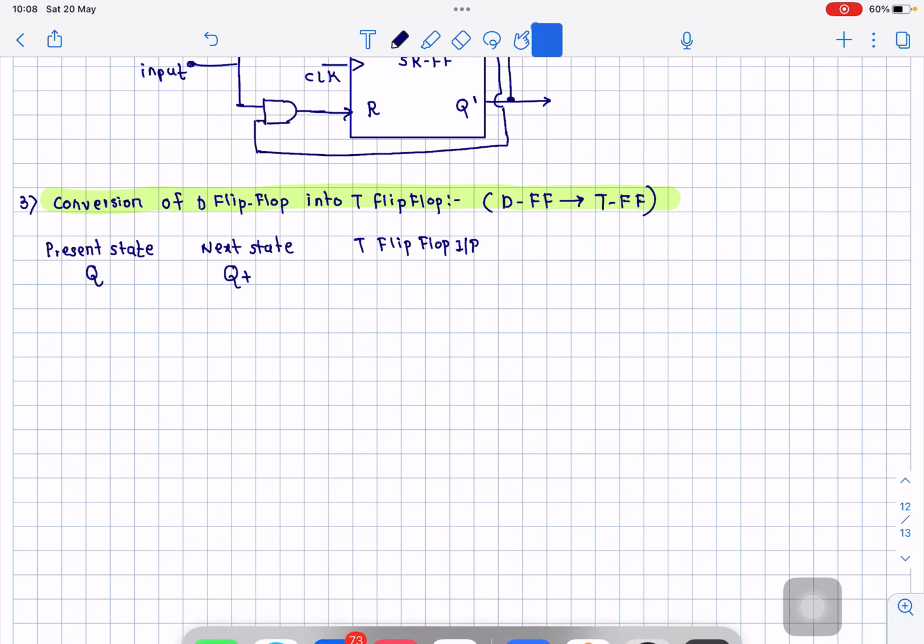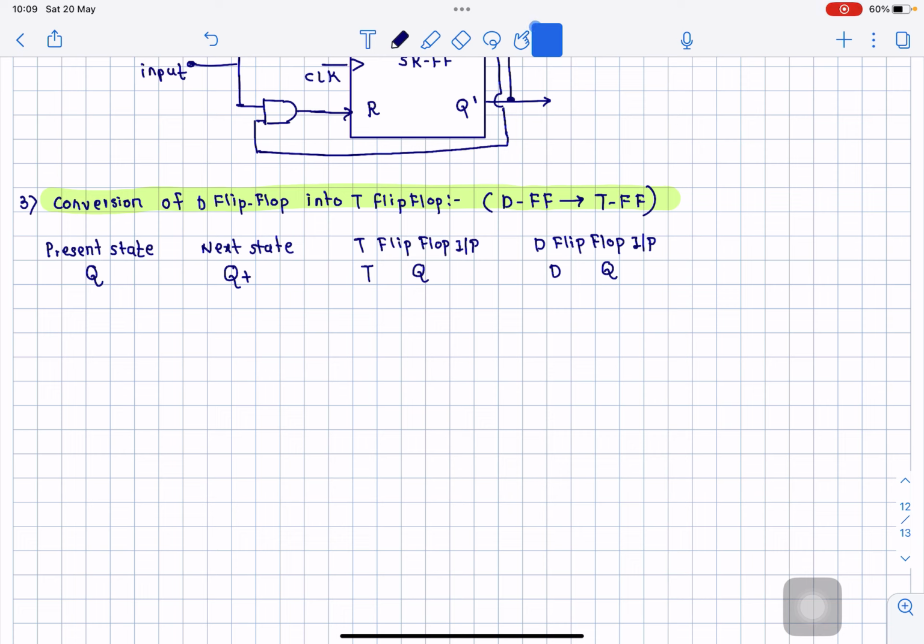So what is the T flip-flop input? There is only one input, T. Along with T, we will combine the present state, that is Q. And the flip-flop which we want to convert is to be written in the last column, that is the D flip-flop input. We know that D flip-flop has one input D, and we will combine the D input with the present state.